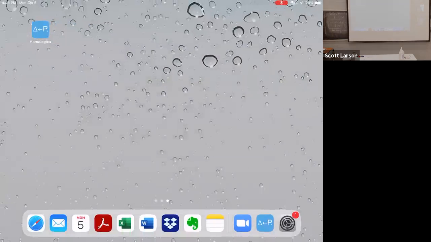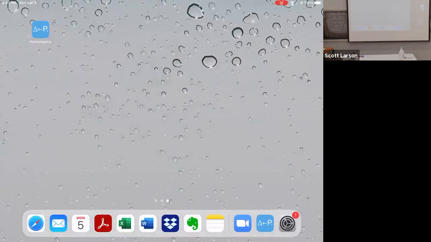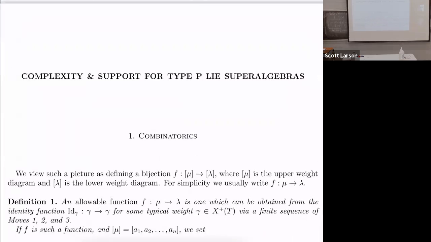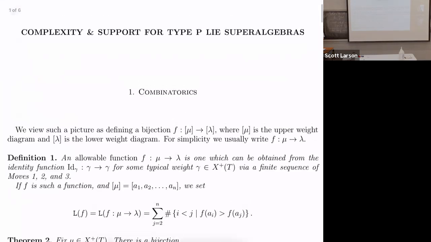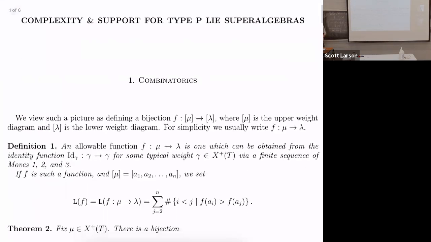start sharing a different screen, which is where. Okay. So can everyone see the screen at home that I'm sharing? I hope. Let's assume yes.